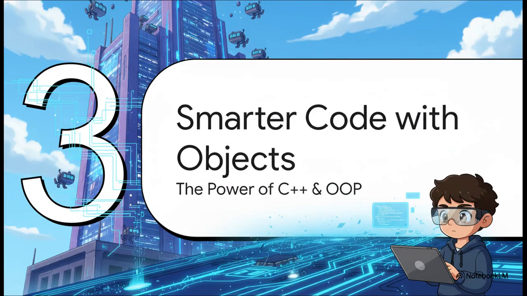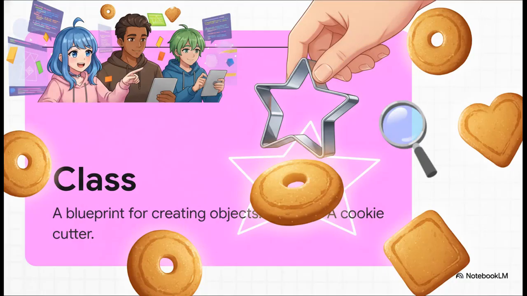Okay, so following a simple recipe is fine for baking a cake. But what if you're trying to build, I don't know, a space station? You need more sophisticated tools. You need a way to manage all that complexity. And that's exactly why we have object-oriented programming, or OOP, and languages like C++. The whole concept of OOP really boils down to one key idea, the class.